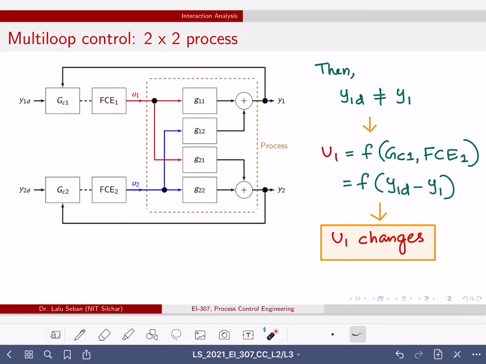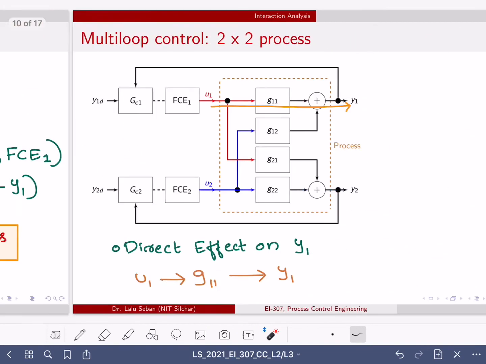So you can see that the value of u1 will be a function of gc1, the final control element, as well as the difference between y1 desired and y1. Basically u1 will be a function of y1 desired minus y1. So since y1 desired is not equal to y1, u1 will change at time t equal to 0. Fine. Now when u1 changes, we will see what is going to happen.